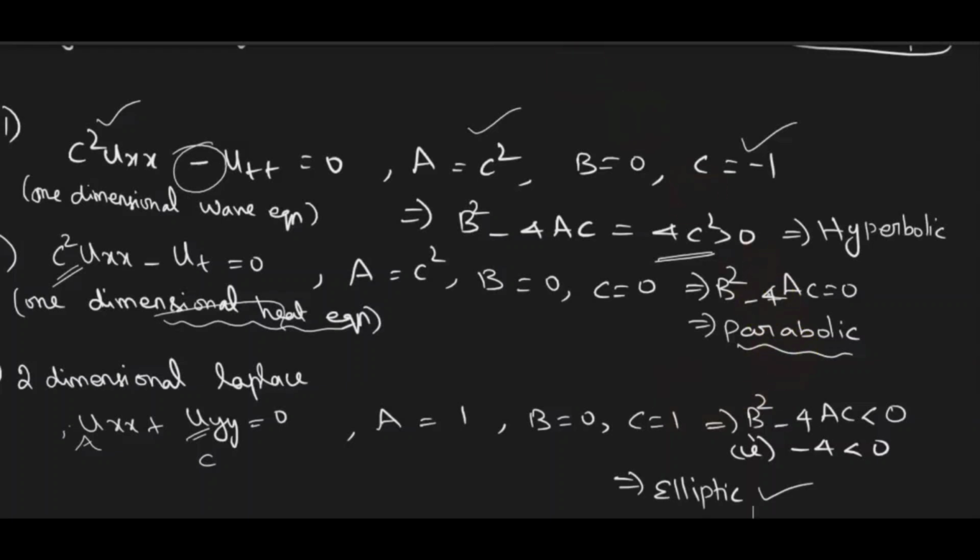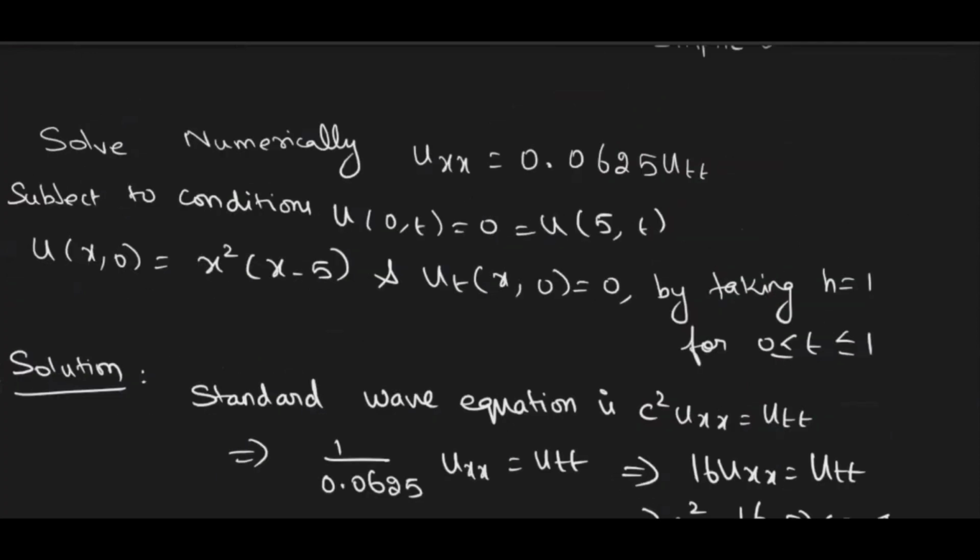Now let us solve the PDEs. Check this question: solve numerically uxx is equal to 0.0625 utt. Which equation is this? Already we have seen the standard form of the wave equation. What is the standard form? It is c square uxx is equal to utt.